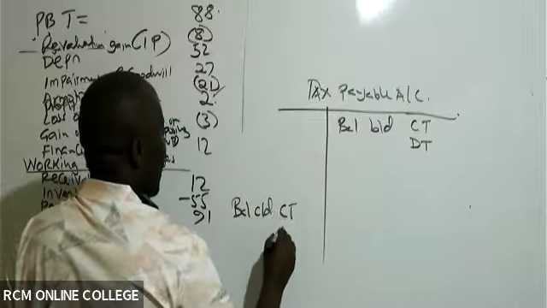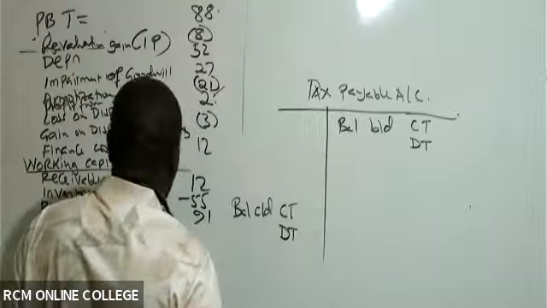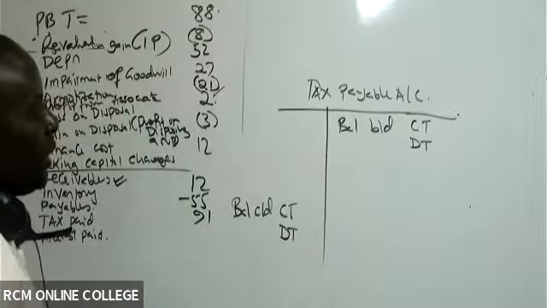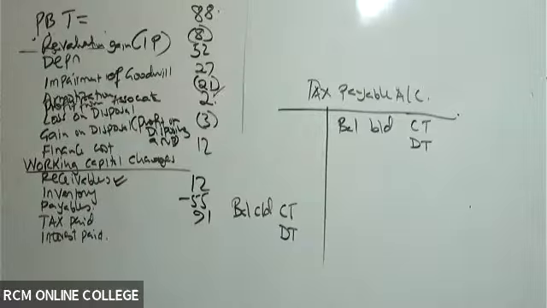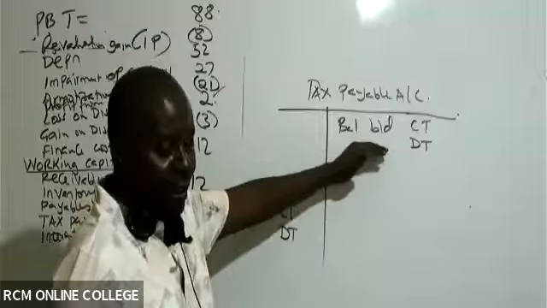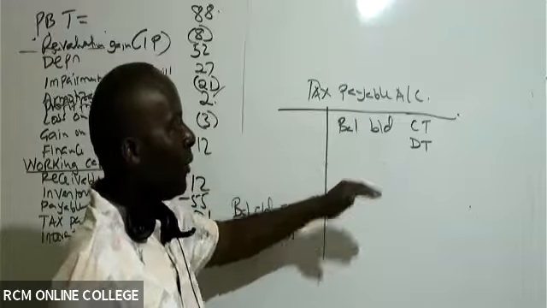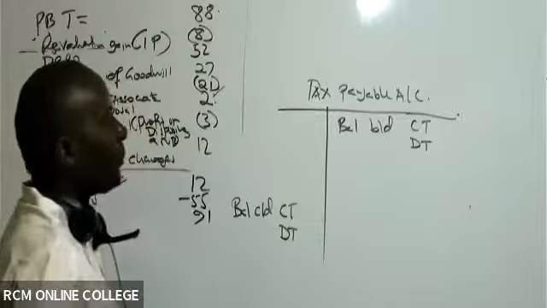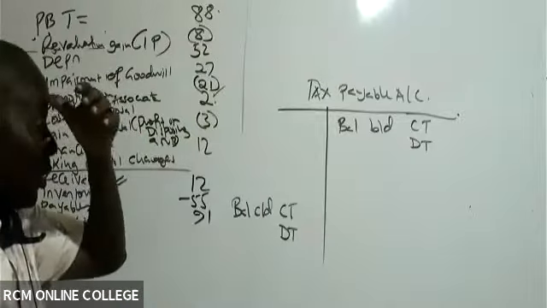So current tax, deferred tax. CT stands for current tax, deferred tax. Very, very easy. Remember, tax payable is a liability account, so we bring down on the credit side. So balance brought down.